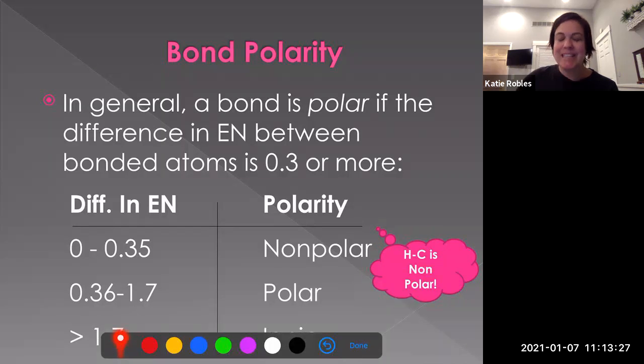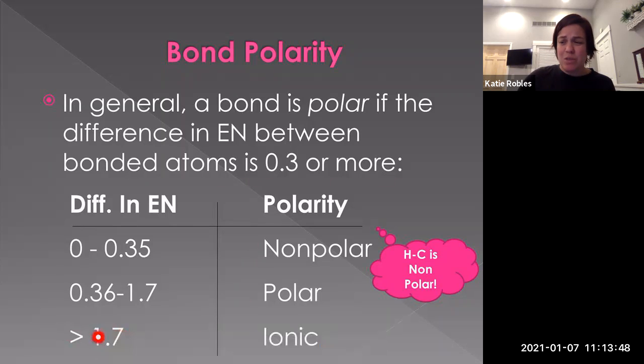Hydrogen and carbon is non-polar, no matter what. So if there's a greater difference than hydrogen and carbon, then it's going to be polar. If it's less than hydrogen and carbon, it's non-polar. That's the easiest way that you can think about it. So we've got non-polar, polar, and then if it's anything more than 1.7, it just becomes straight up ionic.